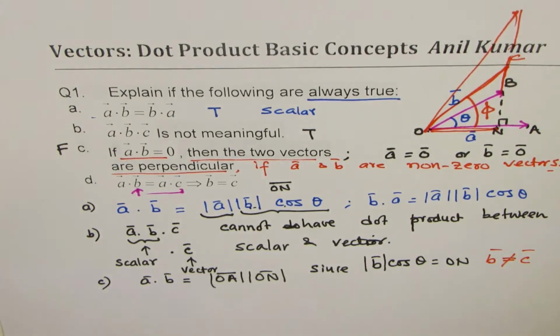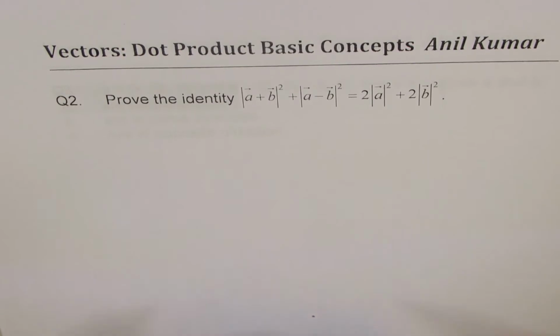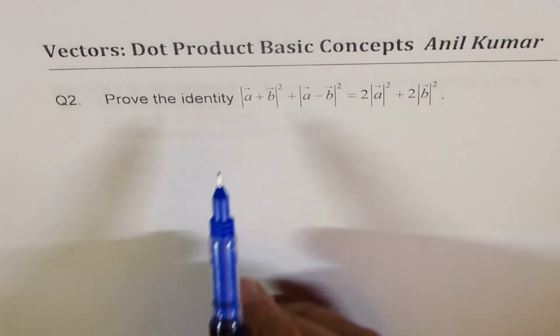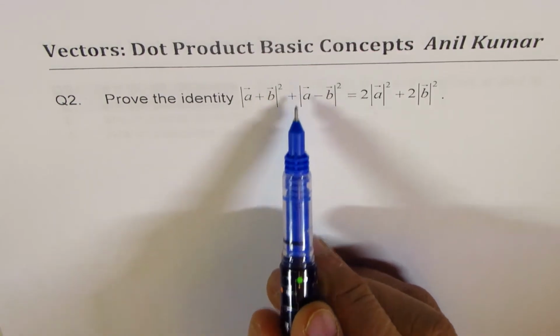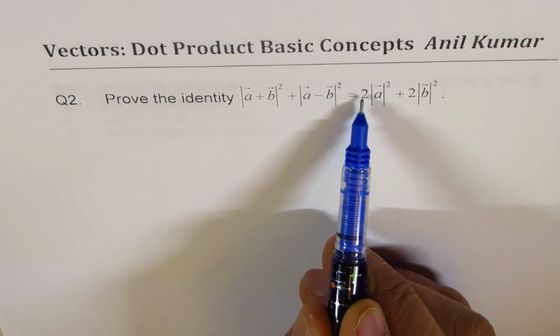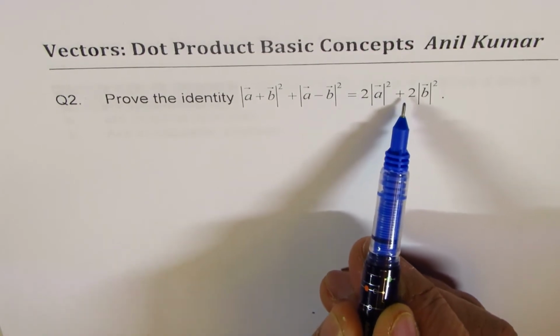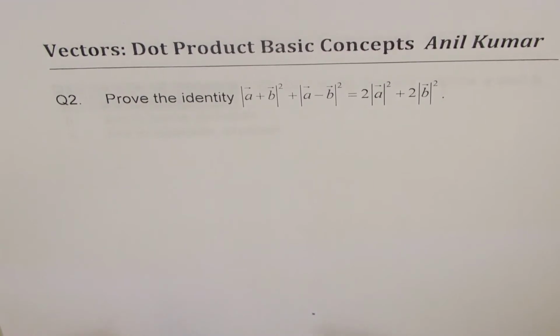Let's move on to question number 2. Question number 2. Prove the identity: magnitude of A plus B whole square plus magnitude of A minus B whole square equals twice magnitude of A square plus twice magnitude of B square, right? Now, Anna, this is an excellent question.